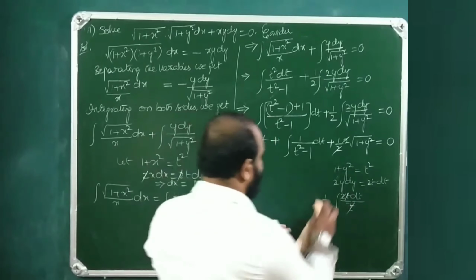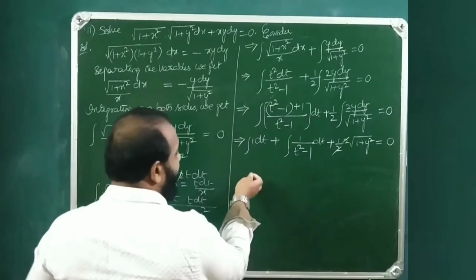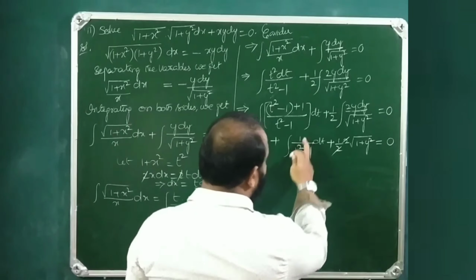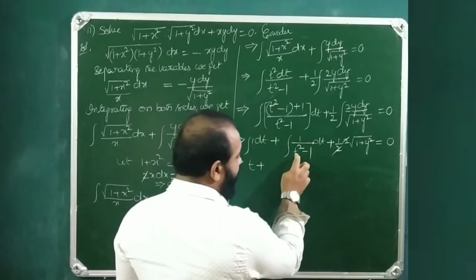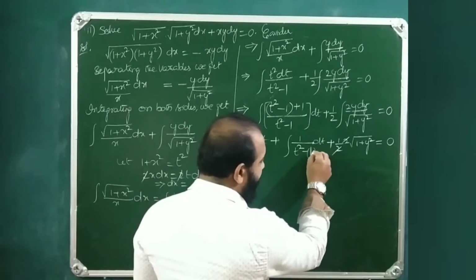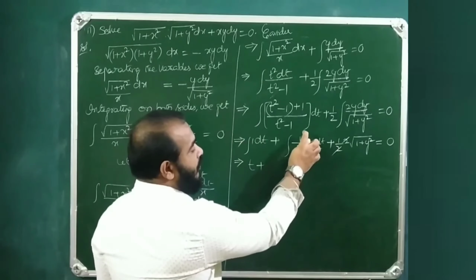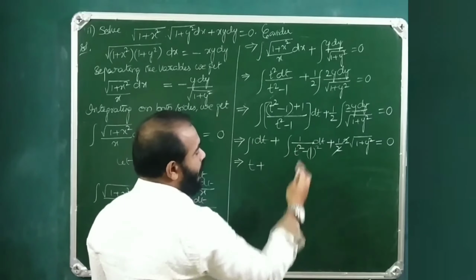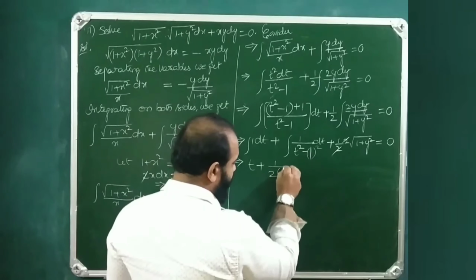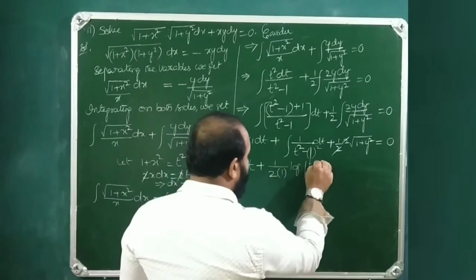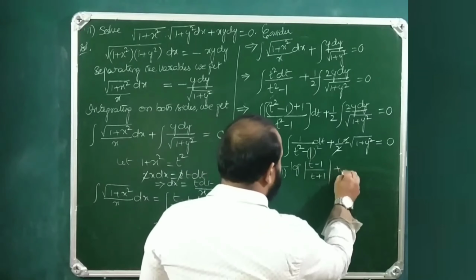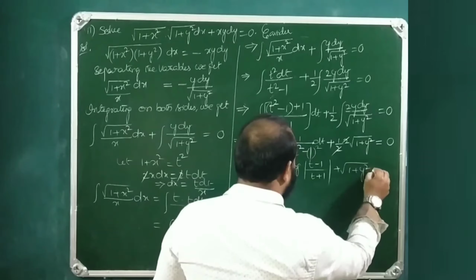So this is equal to the integral of 1 dt, which is t, plus the integral of 1 by (t²-1). You consider t as x and 1 as a². So we have the formula, the integral of 1 by (x²-a²) is 1 by 2a log((x-a) by (x+a)). We have the formula. So plus √(1+y²).